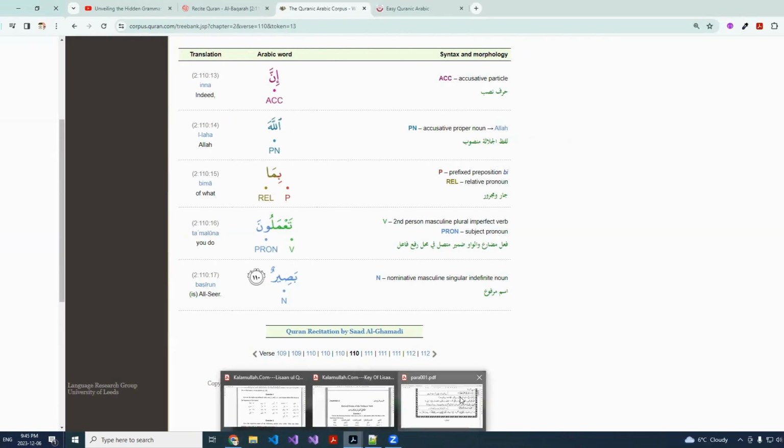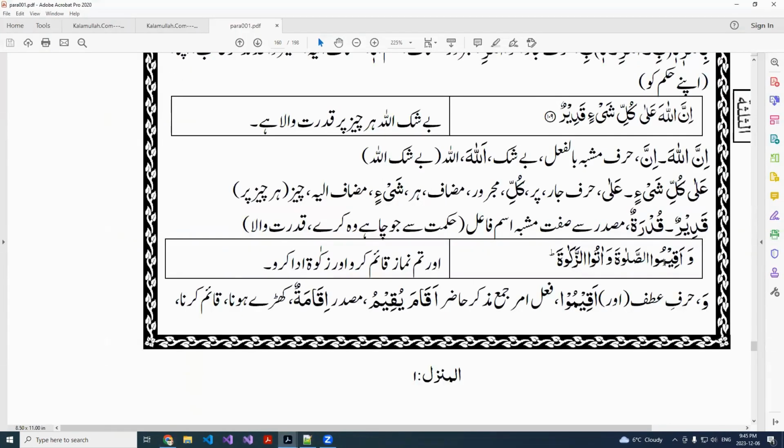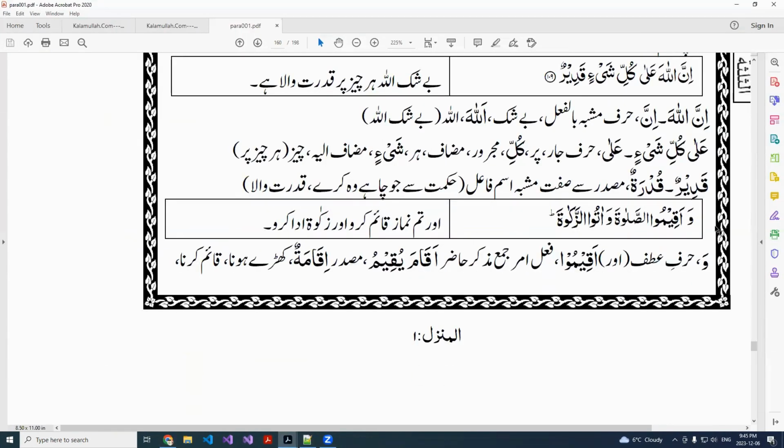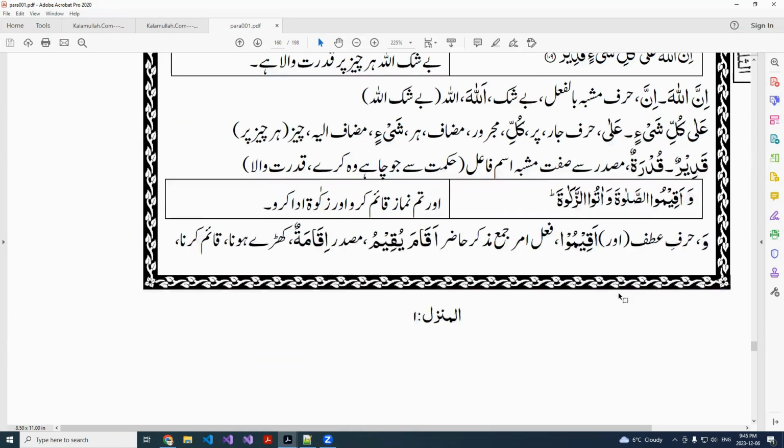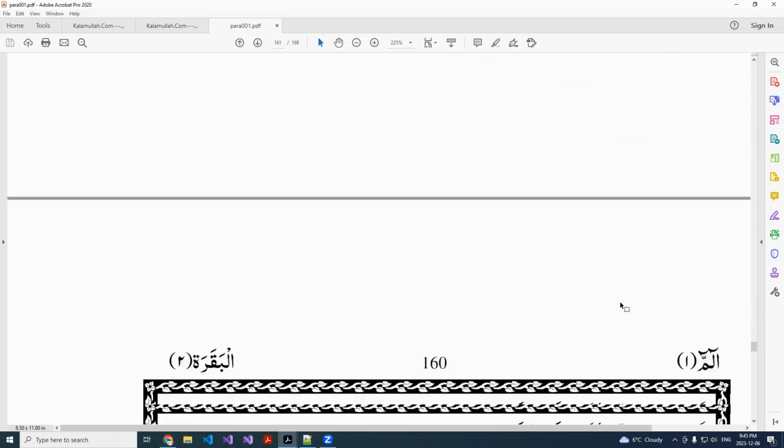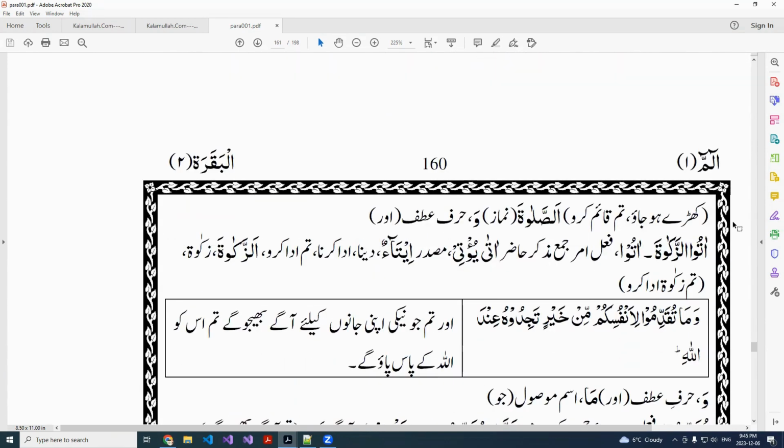Let's quickly take a look at the Arabic, the Urdu part, so that we also get some information from there. Wa aqimu salata wa atu zakah, or tum namaz qaim karo or zakat ada karo. And we have already looked at all of these details. So for the people who are more comfortable with Urdu, inshallah, this information will also give them some inside details. If these are all fe'l amr, we have already looked at the words.